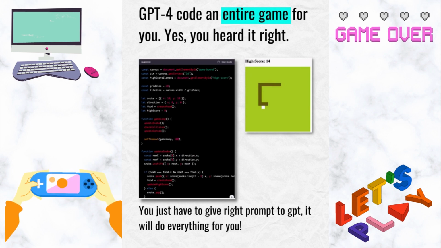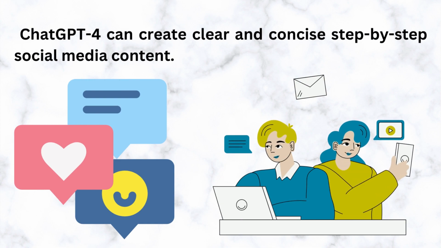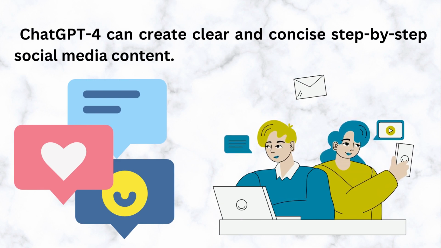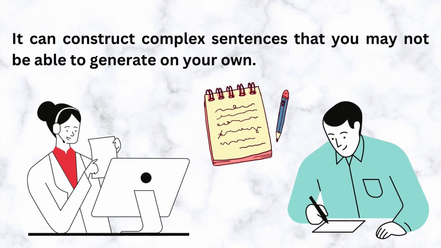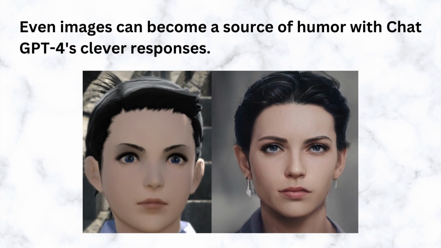ChatGPT-4 can create clear and concise step-by-step social media content, and people are using it as a social media handler. It can construct complex sentences that you may not be able to generate on your own. Even images can become a source of humor with ChatGPT-4's clever responses.